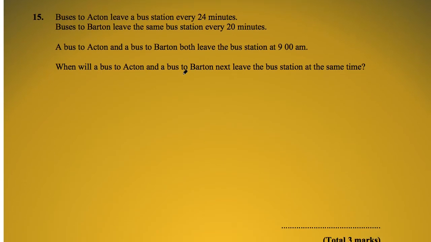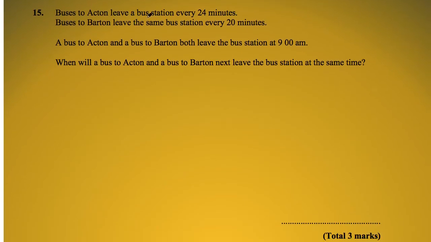Question 15. Buses to Acton leave a bus station every 24 minutes. Buses to Barton leave the same bus station every 20 minutes. A bus to Acton and a bus to Barton both leave the bus station at 9 a.m. When will a bus to Acton and a bus to Barton next leave the bus station at the same time? So the best thing to do here would be to write out the times when the bus is leaving to Acton. So the first one is at 9 o'clock.